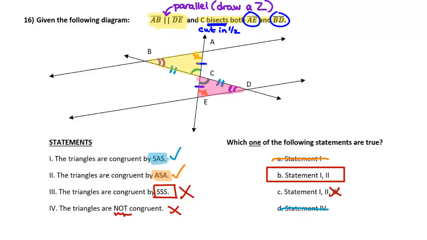We've got 9 more minutes, which is about enough time for 2 questions. What else would you guys like to see? 15? Absolutely. Let's go do number 15.